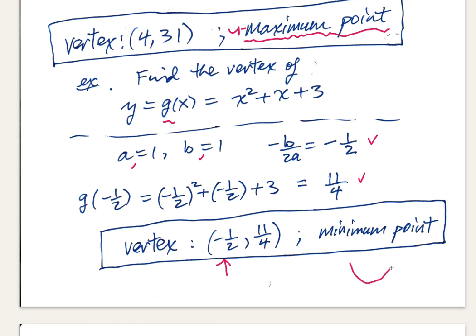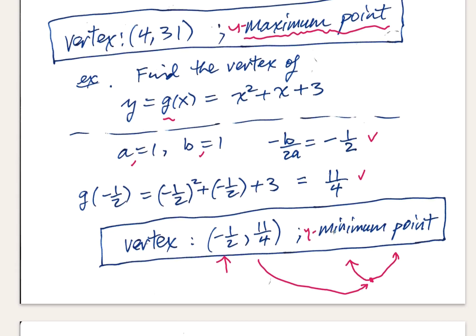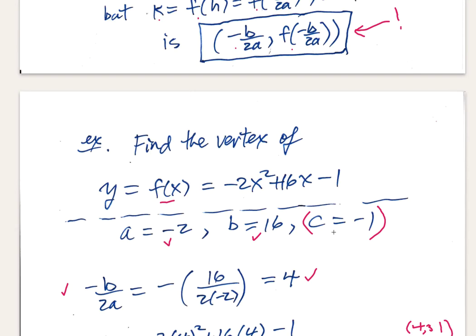This is actually a minimum point for this parabola because it's opening upwards. Notice that the leading coefficient a is equal to 1. That means it's smiling. That means it has a low point there, at those coordinates. So that's a low point, or y minimum point. Okay, so it's very easy to use the formula here, and it shouldn't be that hard to remember.